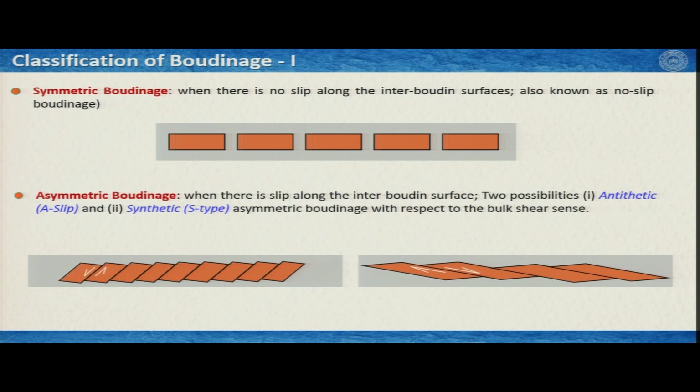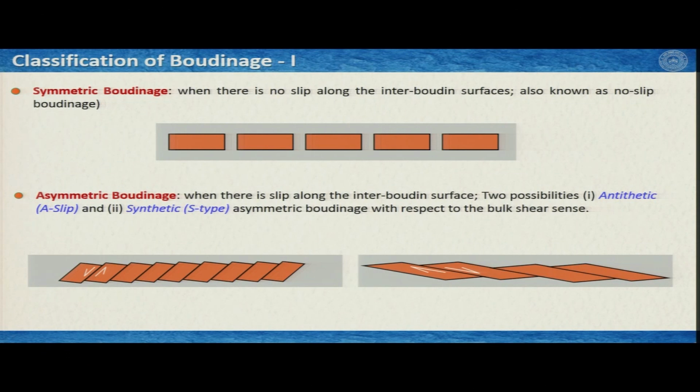Now, classification of Boudinage is something that we have to do, which is one of the aims of this lecture. There are many classification schemes of Boudinage, and again, no classification is complete, but they are classified based on either geometry or kinematics and so on. So, what I will do in this lecture is give you a tour of these classification schemes with some logical explanations.